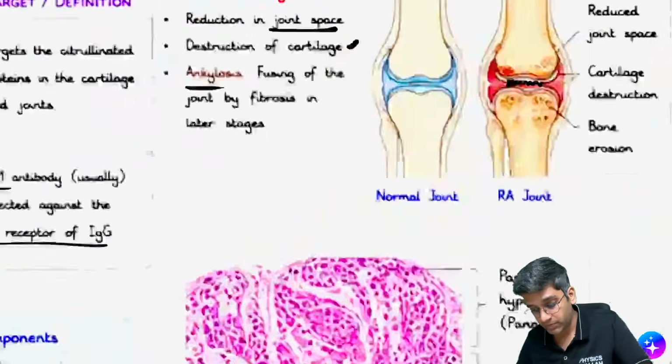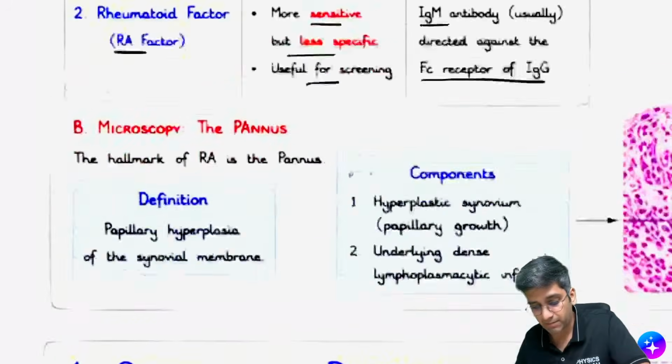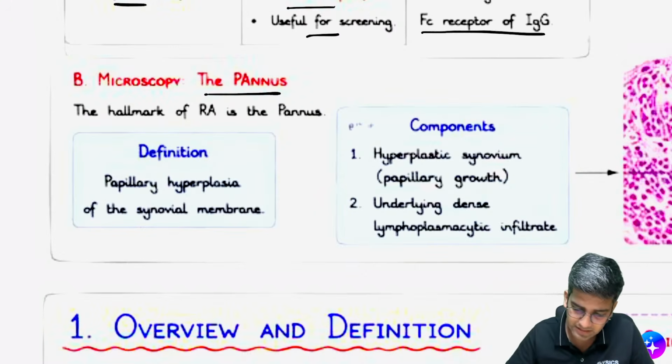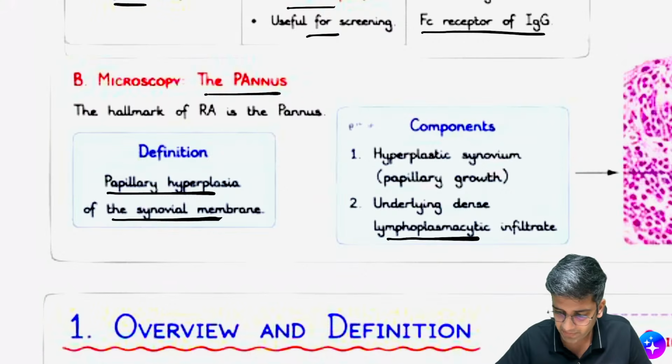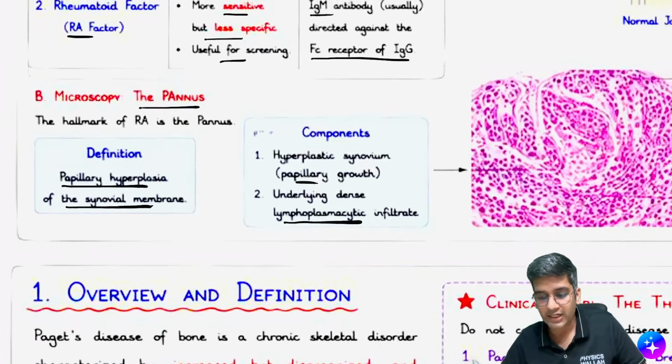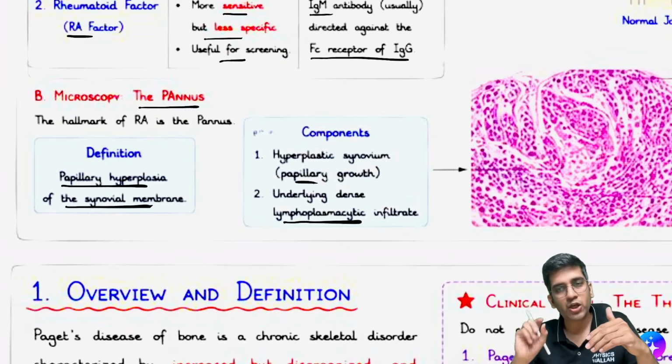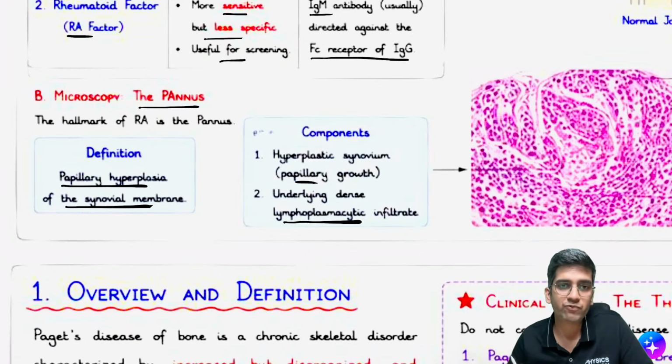So what do we see in biopsy? The classical finding in biopsy is PANNUS. If you write this term, that's enough for me. PANNUS, P for papillary. So what is pannus? It's nothing but a papillary hyperplasia of the synovial membrane plus lymphoplasmacytic infiltrate. That's all. The synovium grows so big, the undulating membrane becomes a papillary projection. Along with that, underneath I have lymphoplasmacytic infiltrate.